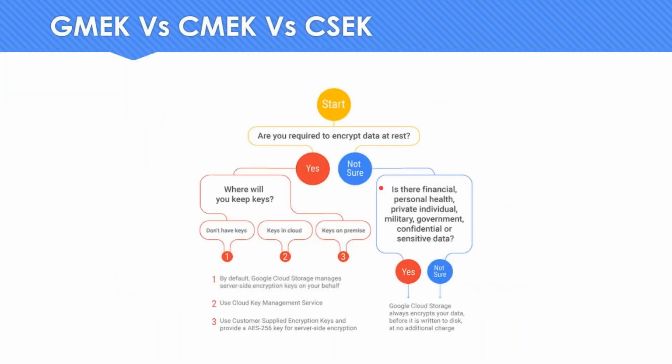And a small decision tree. Again, I got it from the official blog. If you just search for this, you should find this blog. I thought it was a good one, so I thought of putting it in. So, are you required to encrypt the data at rest? If you're not sure, then you ask a follow-up question: is there any financial, personal health, private individuals, military, or some other confidential information? If you say yes, then Google Cloud always encrypts your data before it is written to disk at no additional cost, which is your Google managed encryption key.